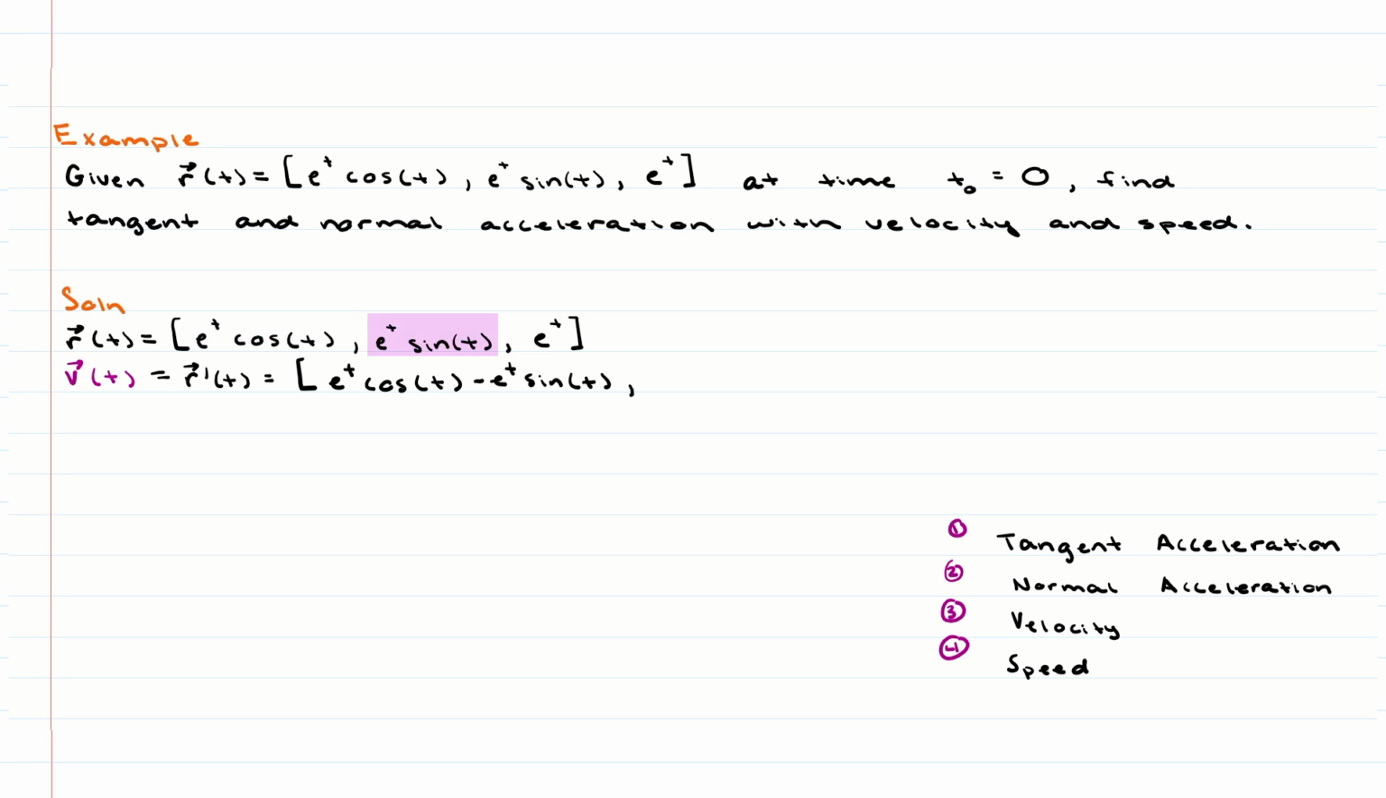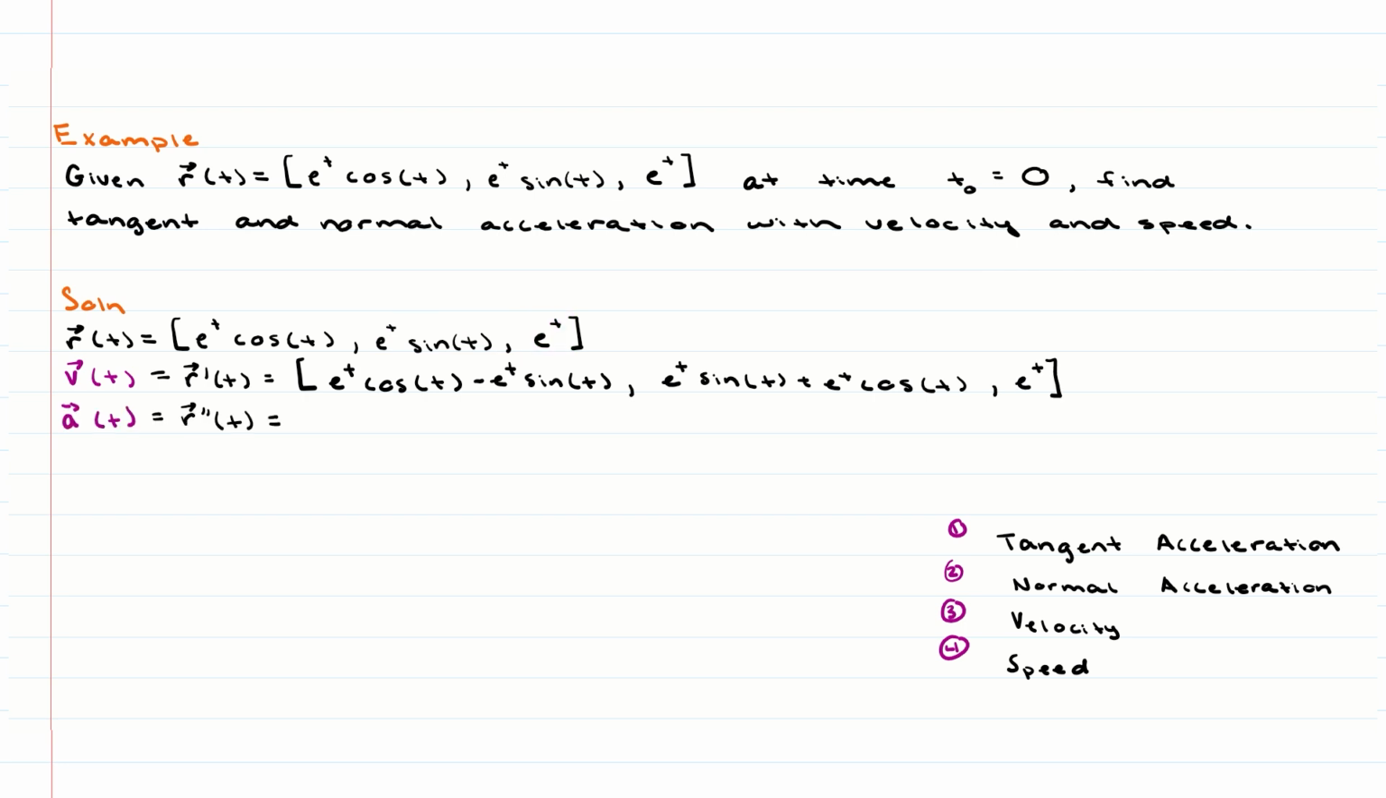Next, the derivative of e raised to t sine of t. This gives us e raised to t sine of t plus e raised to t cosine of t. And then the derivative of e raised to t is e raised to t.